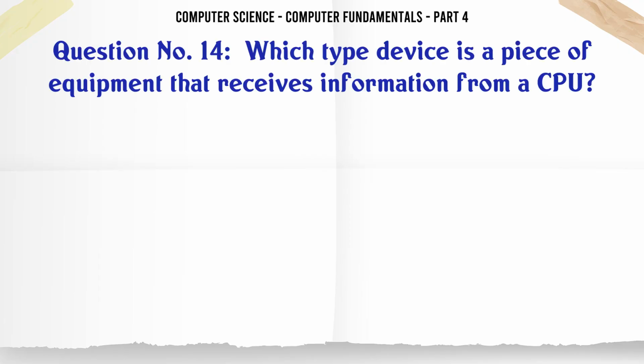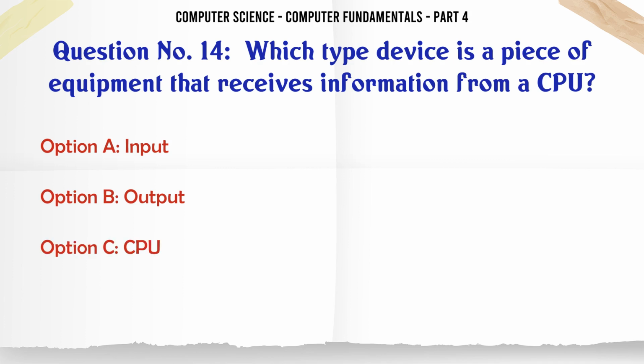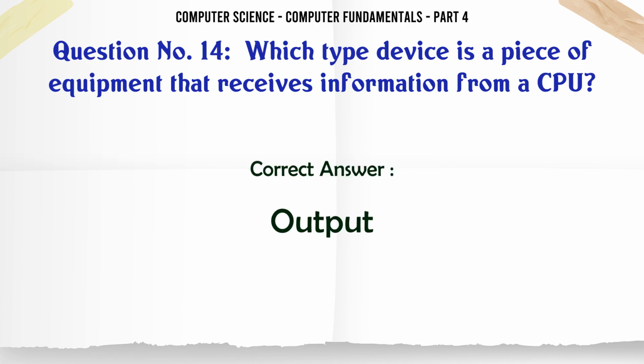Which type of device is a piece of equipment that receives information from a CPU? A. Input, B. Output, C. CPU, D. Memory. The correct answer is output.